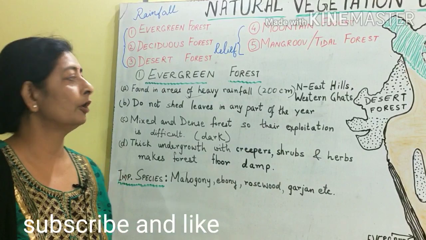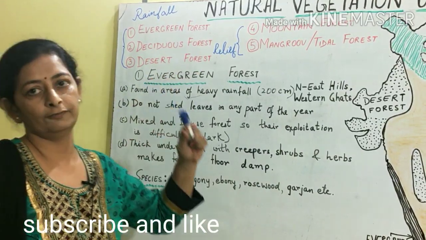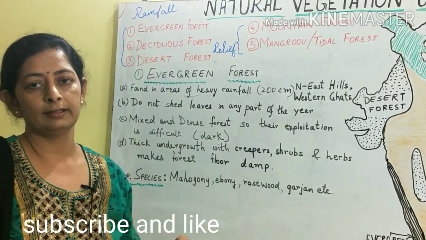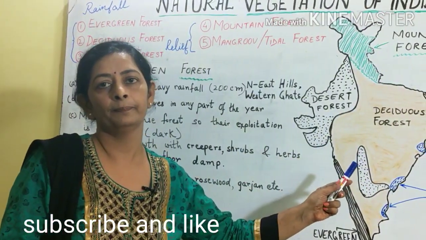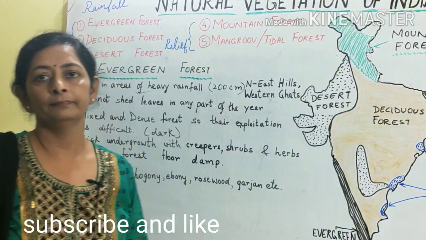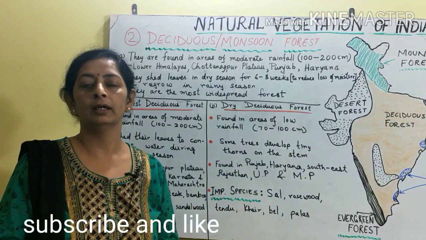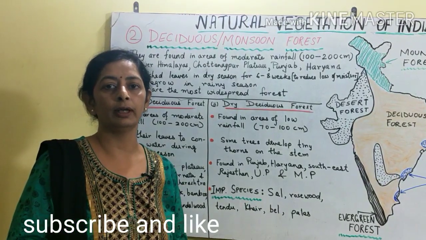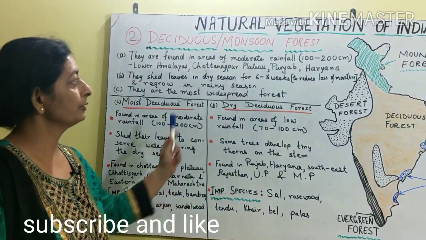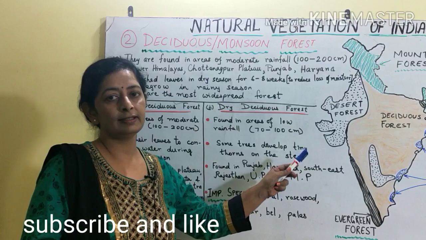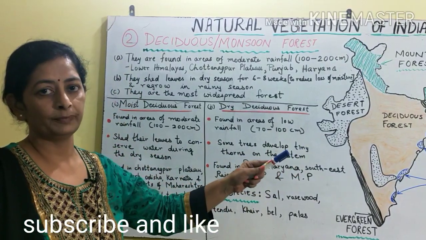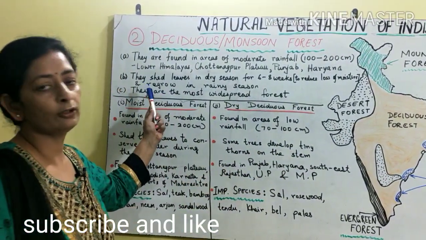Now next we move on to tropical deciduous forest. The tropical deciduous forests are the most widespread forest in India. Deciduous forests are also known as monsoon forest, because these forests get rainfall during the monsoon season, and this is the time when the leaves grow. Let us first see the characteristics of these forests.